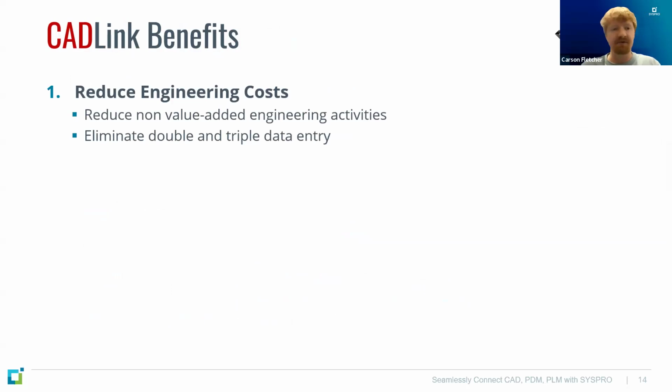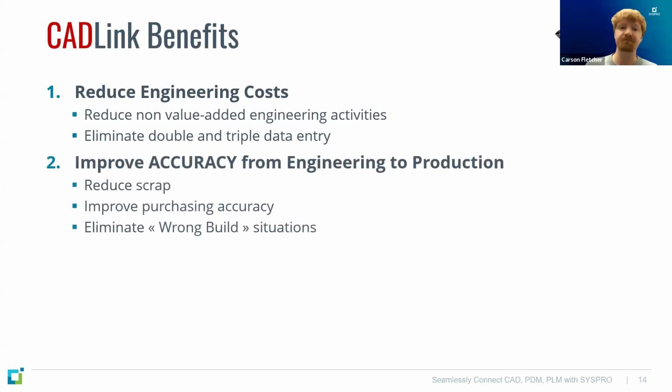So the CADLink benefits then. The benefits of using the system, number one is reducing engineering costs. We've got these engineers and they're doing a great job in design, and we don't want them spending a lot of their day doing data entry. Now they're highly paid folks, they should be working on the next great engineering change. So CADLink is going to help them eliminate that double, maybe triple data entry. They're going to be entering the data once on the CAD side and using CADLink to sync it up with SYSPRO.